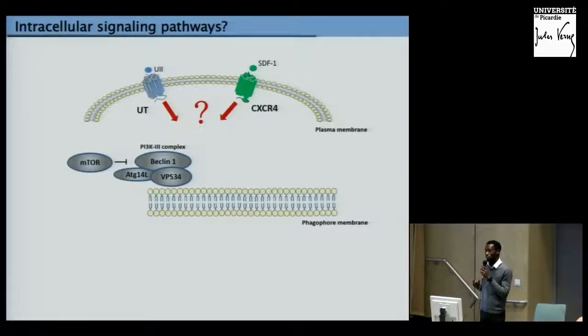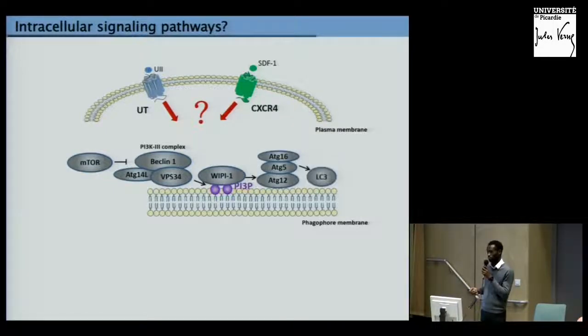A number of proteins are involved by being sequentially recruited to the phagophore membrane, the first of which is mTOR, which constantly inhibits the formation of new autophagosomes. When we lift mTOR inhibition, we have activation of a PI3 type class 3 complex, which forms PI3P at the membrane of the phagophore. And this serves as a recruitment platform for a protein called WIPI, which then recruits this ternary complex and then the LC3 protein.